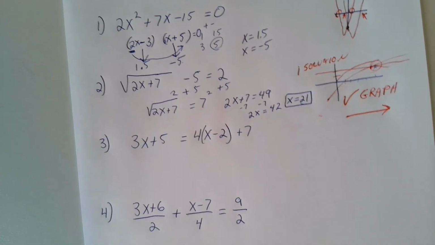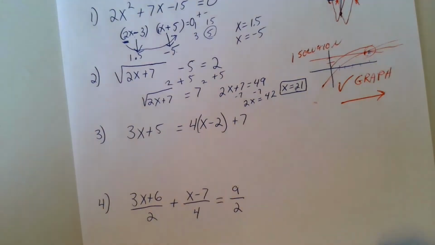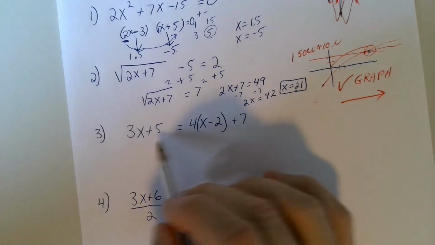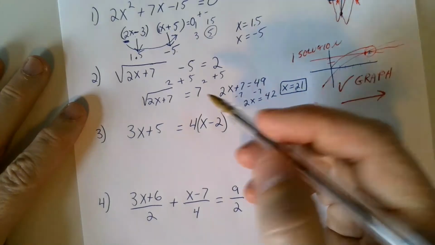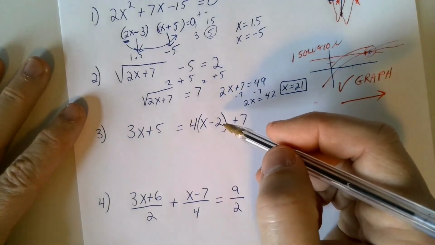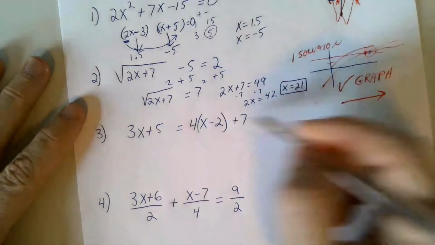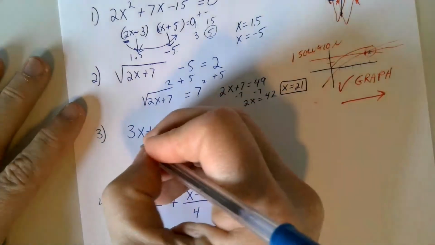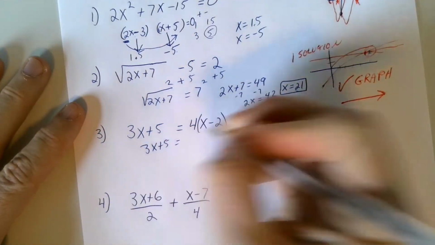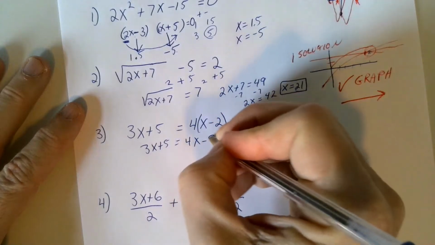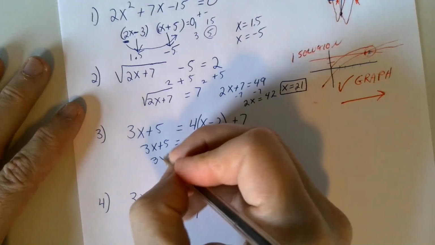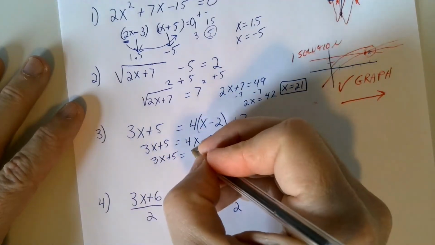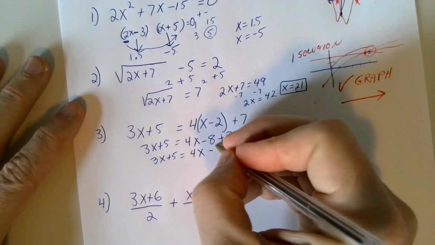Okay, so let's go to some linear ones and work a little bit more on the PEMDAS stuff. So in order to be able to solve something like this, where you have x's on both sides of the equation, you need to get rid of all the parentheses first, so that everything is even. So I got 3x plus 5 equals 4x minus 8 plus 7. And then combine like terms. So 3x plus 5 equals 4x minus 8 plus 7 is -1.